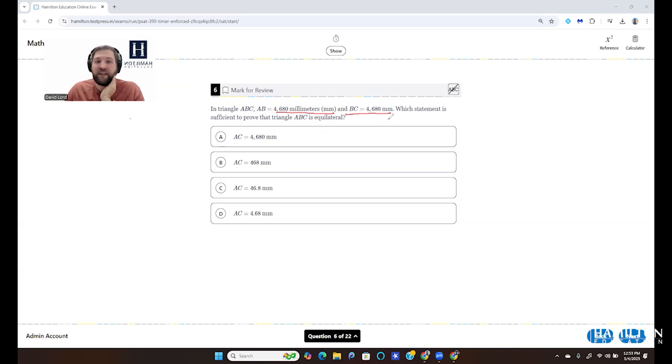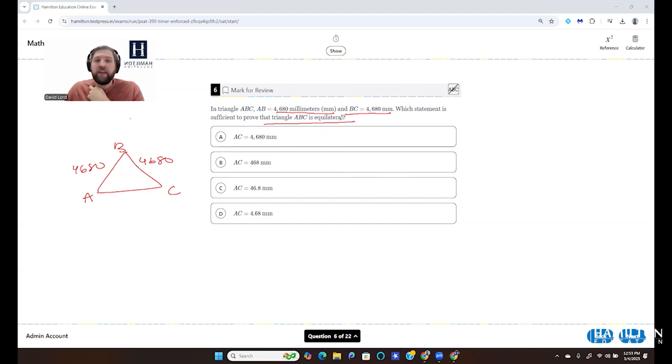BC is 4,680 millimeters. Which statement is sufficient to prove the triangle is equilateral? So I'm going to draw a generic triangle to begin with. And we have 4,680 on each side. This is going to be AB, and this is going to be BC. You could draw a different triangle for yourself too, but this is what I did for this problem.